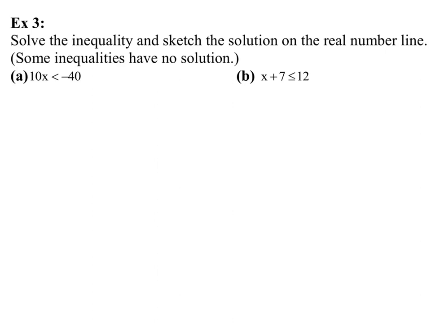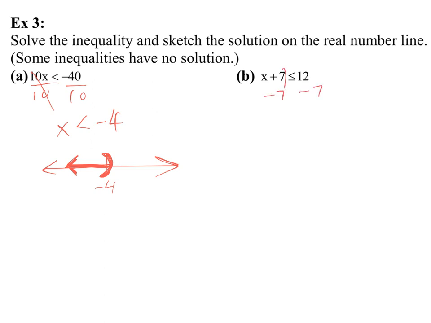Next example. Solve the inequality and sketch the solution on the real number line. Let's just isolate x. X is less than -4. And we're starting at -4 here. I'm going to the left. And I'm using a parenthesis because it does not include -4. And that's it.